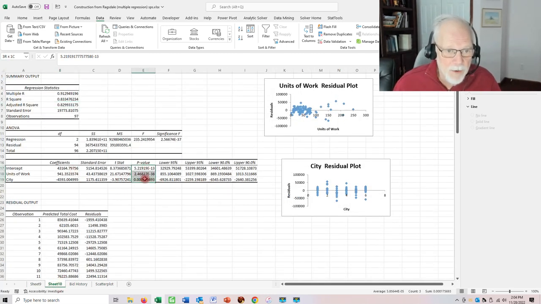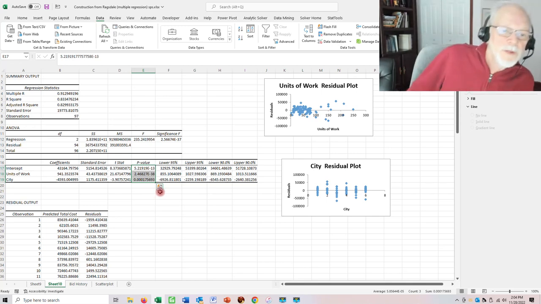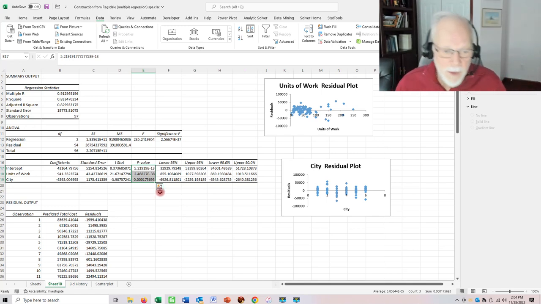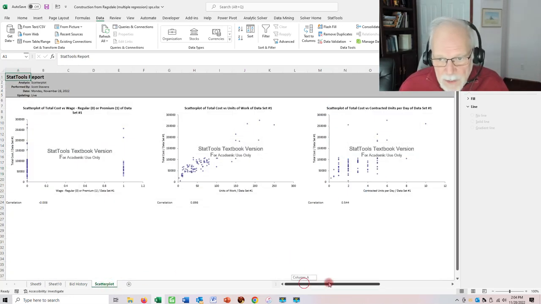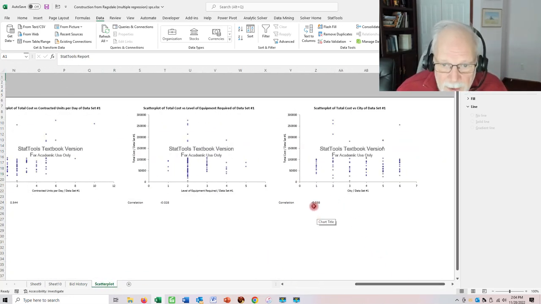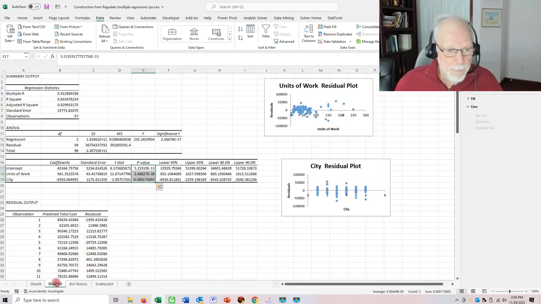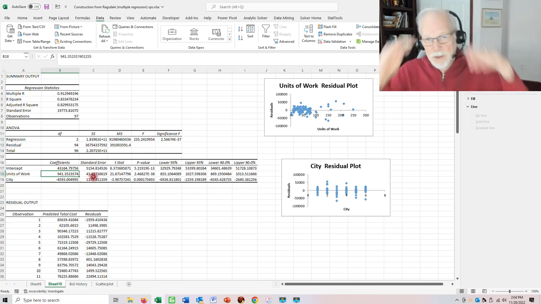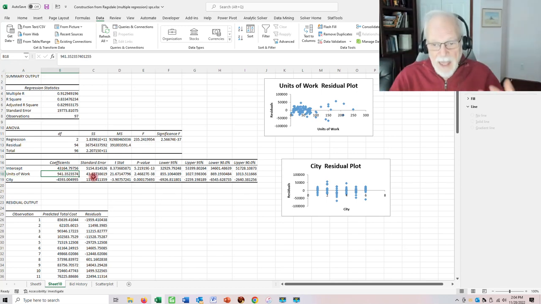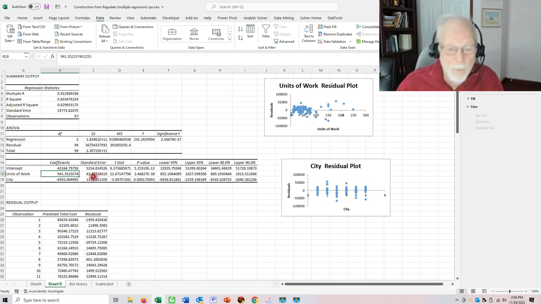Notice that all these variables are in fact significant. It's kind of interesting that the city variable is significant in this model, because if you go back to the scatter plots and you look at the city variable, you'll see that the r value is about 0.04, which means that the r squared value is about 0.0016, which is a really tiny number, so you wouldn't think it would be significant. Well, it's not if the other variables aren't included in the model, but if you do include the units of work variable, it turns out that those small differences caused by cities can in fact make an important part of the model, and so that value is significant.